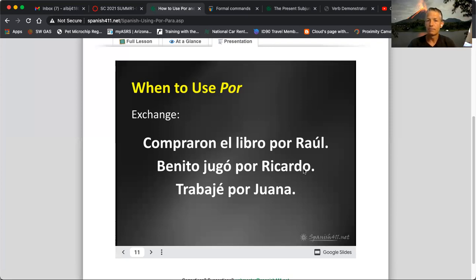That's the difference between trabajar por, to work in place of, and trabajar para, to work in employment of. I think the first sentence here is compraron el libro por Raúl. They bought the book that was written by Raúl, okay? I think that's what they meant there, but that's not really an exchange.